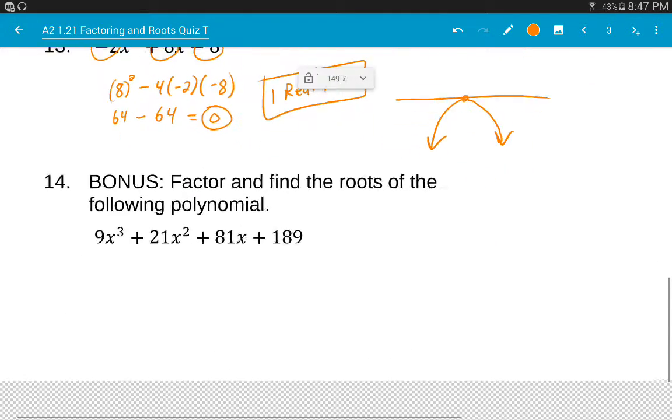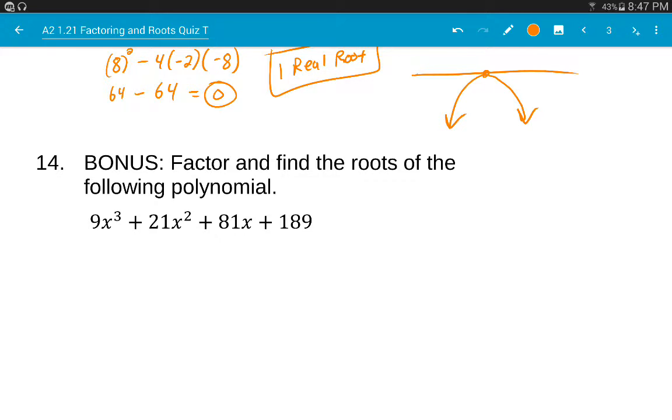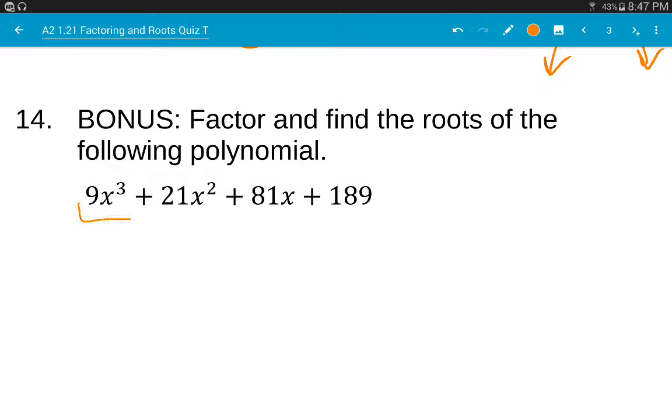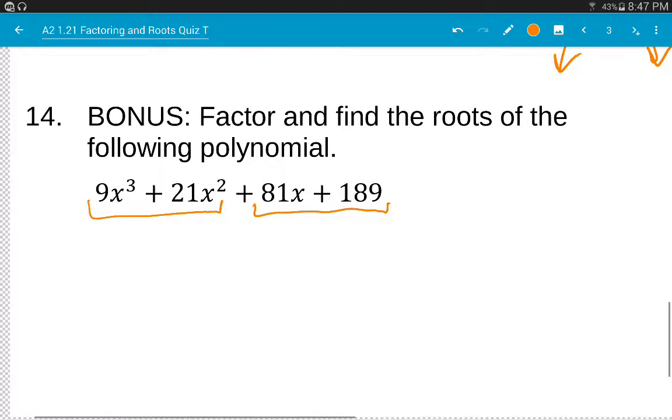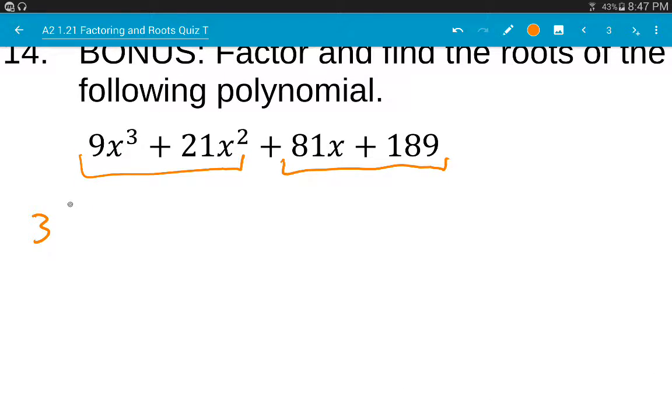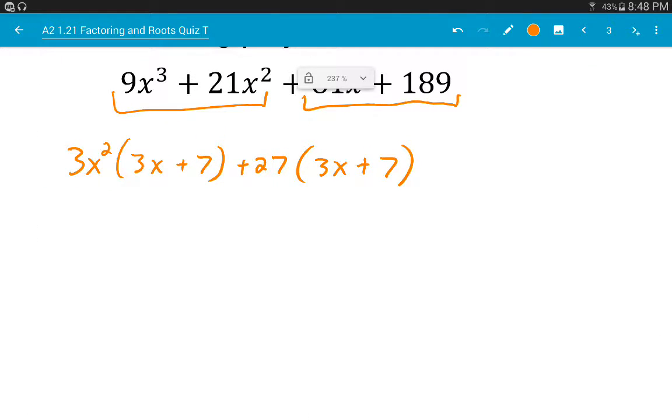I'll do the bonus, but there is no bonus on a retake, so it's not really important. Factor and find the roots of the following polynomial. It's got 4 terms, so I see it as grouping. I'm going to pull out a 3x squared, leaving me with 3x plus 7. The next one, I'm going to pull out a positive 27, leaving me with 3x plus 7. I combine my outside stuff, 3x squared plus 27.